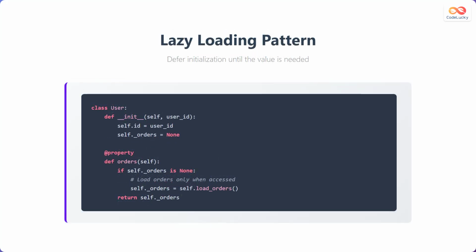Lazy loading pattern is used to defer initialization until the value is needed. Let's consider a class user. The constructor initializes the ID, but the orders are set to none. The orders property uses a getter with the @property decorator. When orders is accessed for the first time, it checks if _orders is none. If so, it loads the orders by calling loadOrders and stores them, ensuring orders are only loaded when accessed.